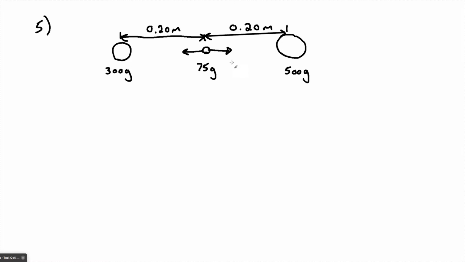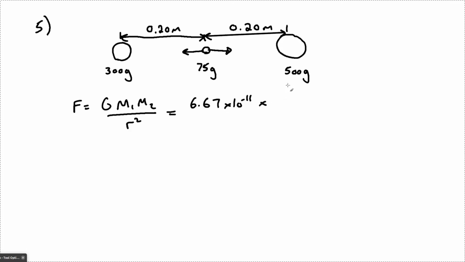So what we need to do first of all, let's work out the force exerted by the 500 gram mass on the 75 gram. We just apply Newton's law of gravitation, G m1 m2 over r squared. Big G, gravitational constant, is always 6.67 times 10 to the minus 11 newton meter squared per kilogram squared.